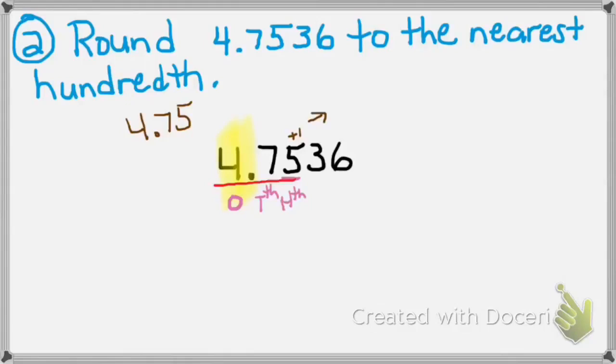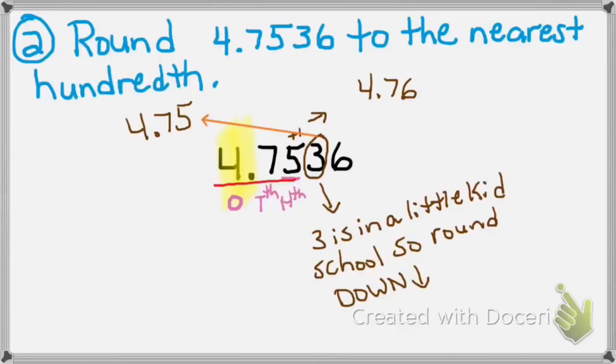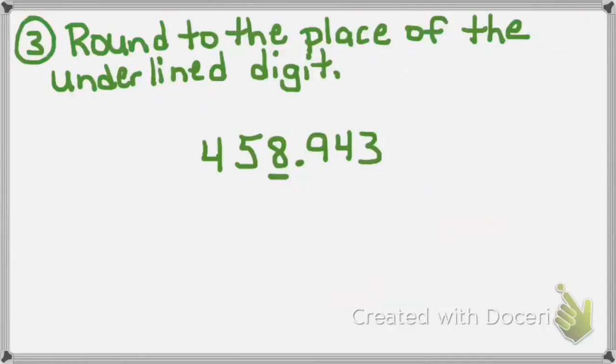That would turn this into 4.76. Circle the digit to the right. If it's a little kid's school, 0, 1, 2, 3, or 4, it rounds down. If it's a big kid's school, 5, 6, 7, 8, or 9, it rounds up. 3 is a little kid's school. So that meant we rounded down to 4.75.